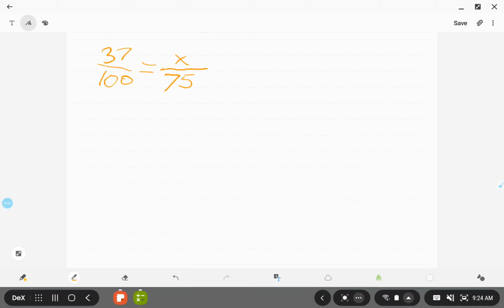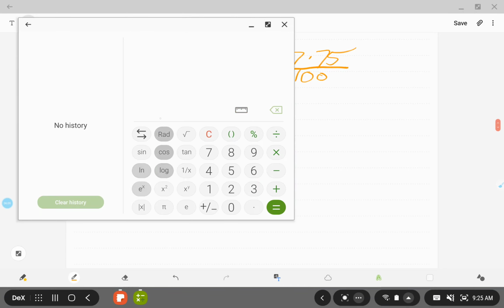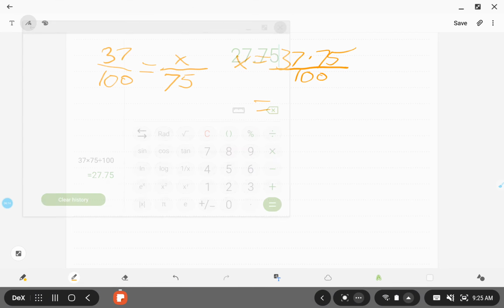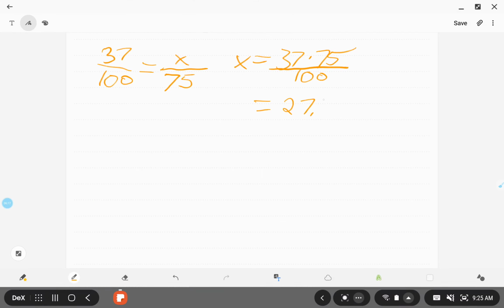So the way we solved it in the last lesson is you would take x equals 37 times 75 and divide all that by 100, right? And that'll get you your answer, which I don't know what it is off the top of my head. Let's see here, 37 times 75 divided by 100 gives you 27.75. So 27.75 is 37% of 75, all right?